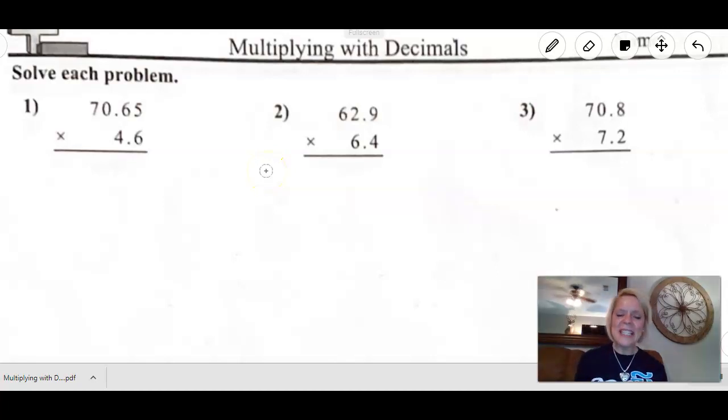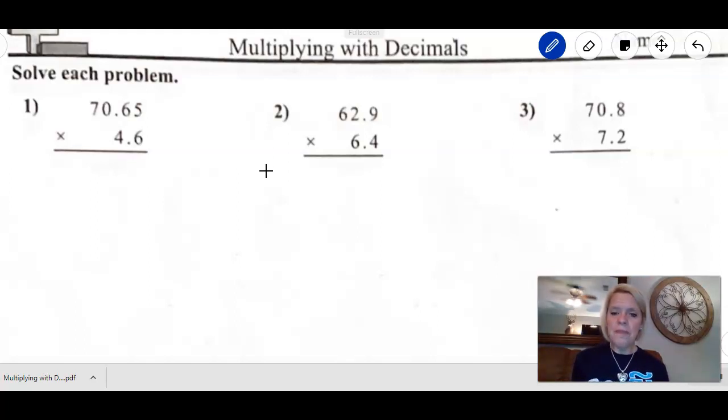Hey friends, today's main lesson is going to be about multiplying with decimals. And this is a review. We did this in 5th grade, but let's refresh our memory. It's been a while since we've been in school and done all these awesome things. So let's talk about multiplying with decimals and how we do this.